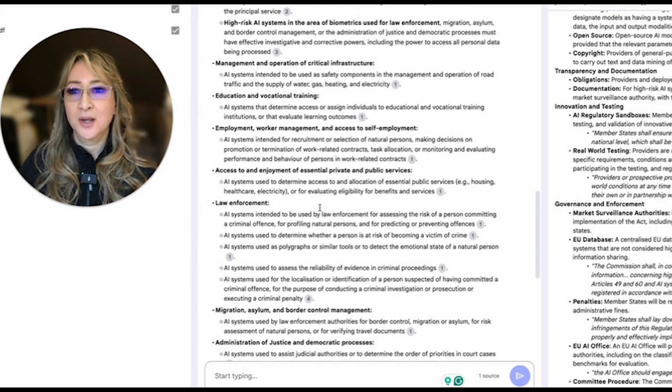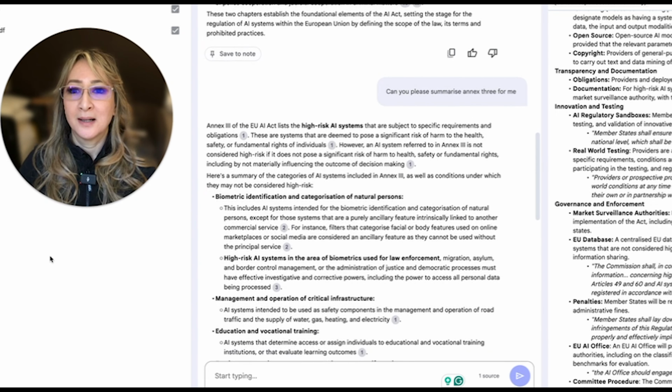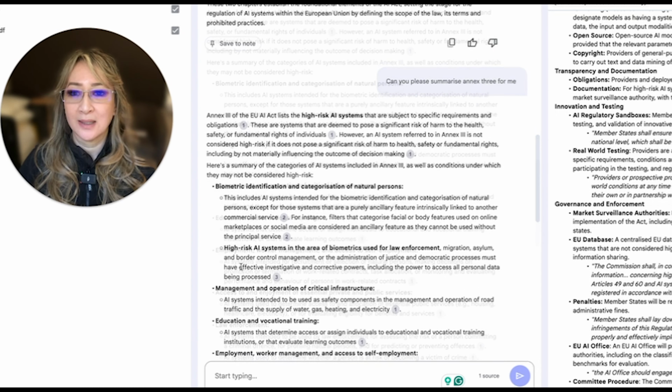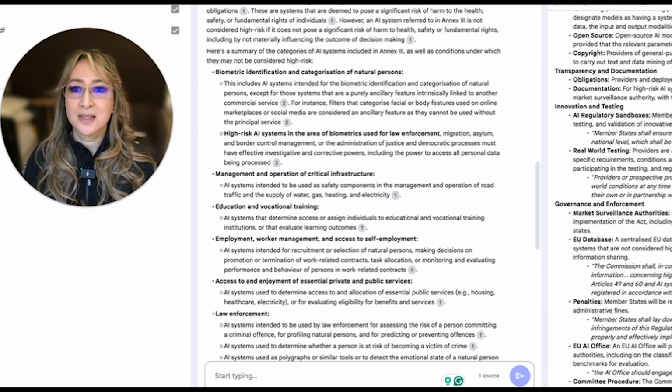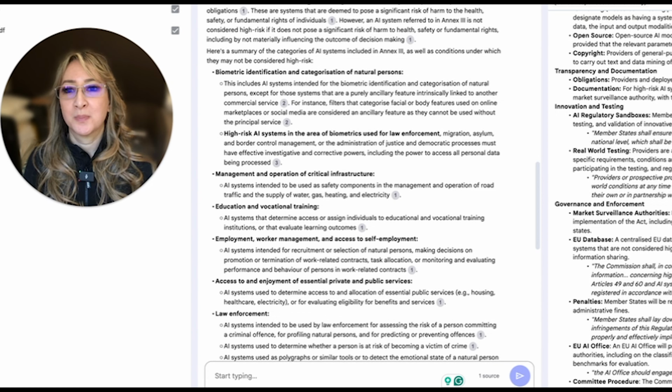Okay, so let's just go up here. Okay, so Annex 3 lists the high-risk AI systems that are subject to specific requirements and obligations. So let's just have a look at them. Here is a summary. Okay, let me just scroll up. Here is a summary of the categories of AI systems included in Annex 3, as well as conditions under which they may not be considered high risk.